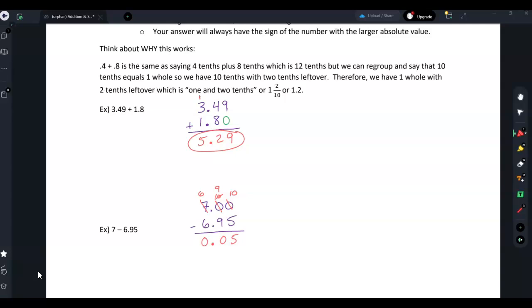And you could leave your answer like that, or if you don't write the 0 in front of the decimal, that's also fine.